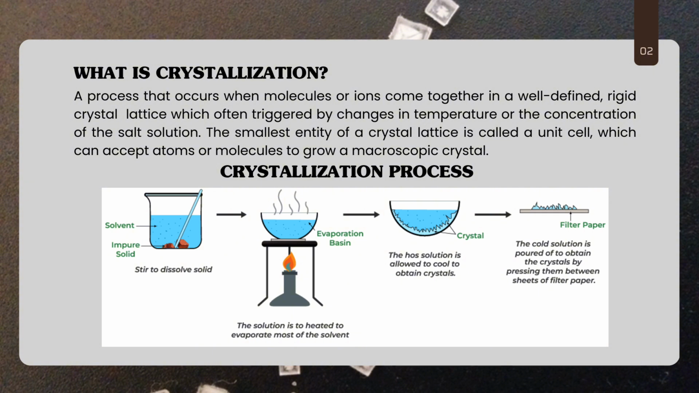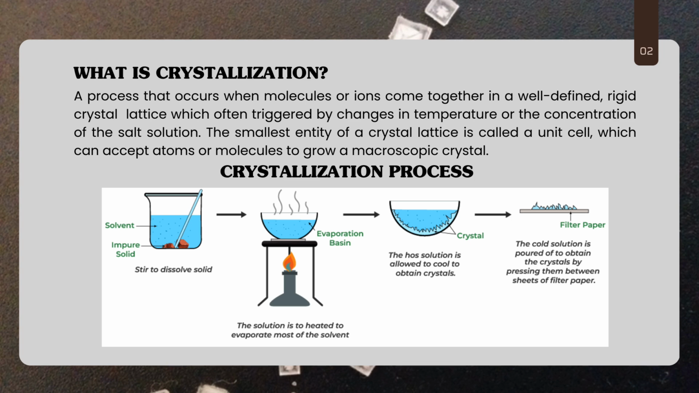The first part shows the information about what crystallization is. It is a process that occurs when molecules or ions come together in a well-defined rigid crystal lattice. The lattice structure forms due to changes in temperature or the concentration of a salt solution. The smallest entity of a crystal lattice is called a unit cell. A unit cell can accept atoms or molecules, allowing the crystal to grow into a macroscopic structure.